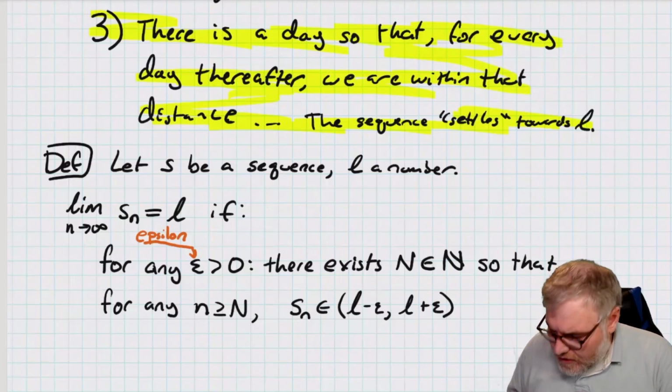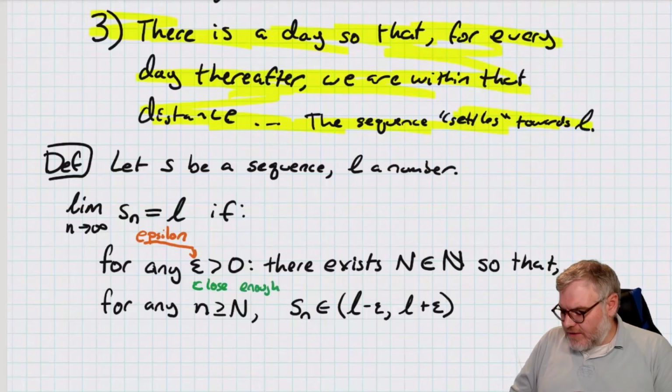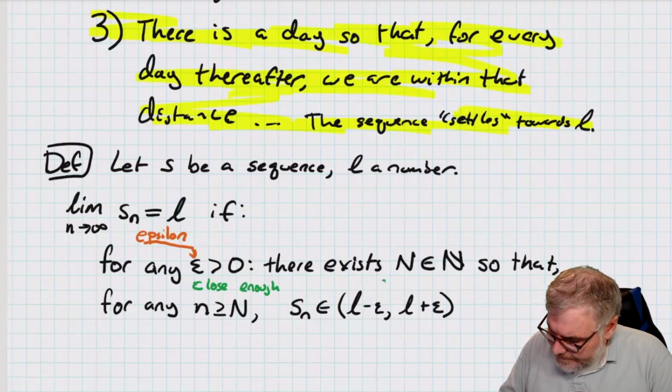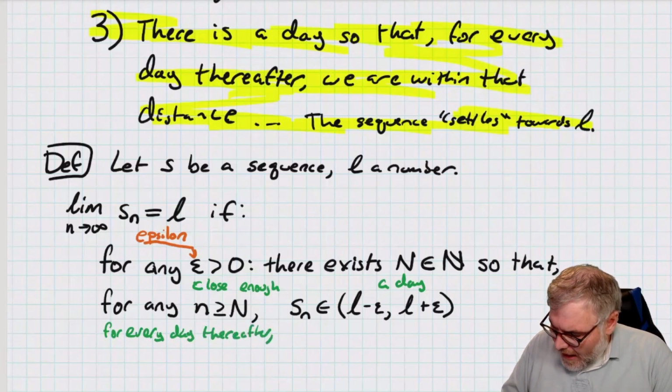The way to remember this is just to remember the metaphor, and I'm telling you it works, okay? So here's the metaphor. For any distance, or I should say for any close enough, for any distance greater than zero, there exists a day so that for every day thereafter, Bob is close enough to the margarita.